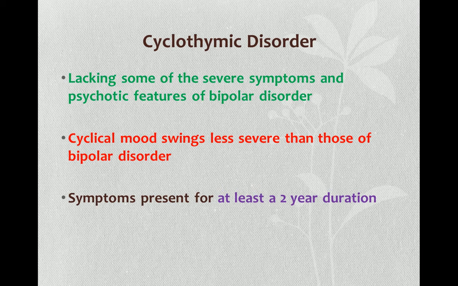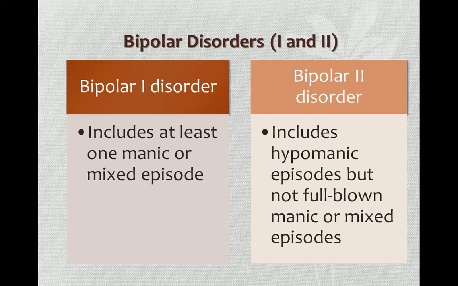With bipolar 1 and bipolar 2, bipolar 1 is distinguished by the presence or history of one or more manic episodes or mixed episodes with or without major depressive episodes. A depressive episode is not required for the diagnosis of bipolar 1, but depressive episodes are often part of the course of the illness. Mixed episode includes both depressive and manic symptoms.